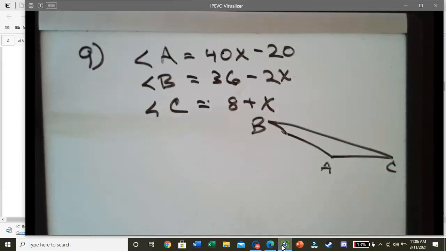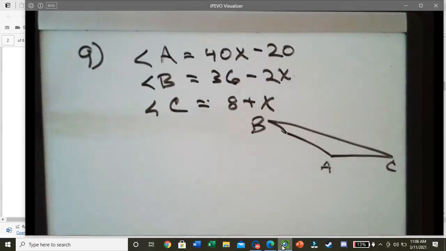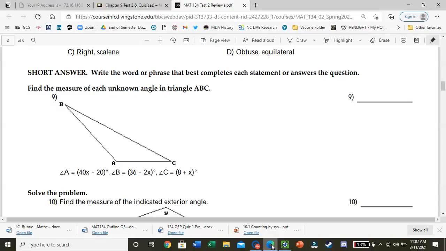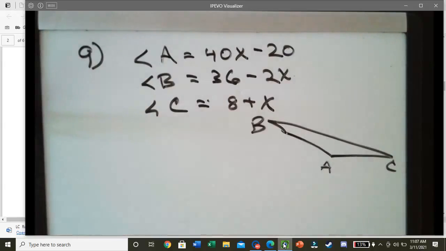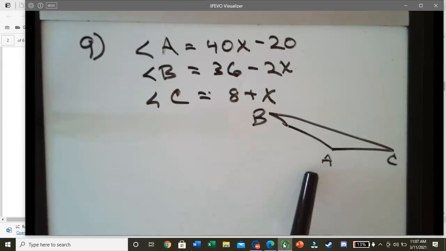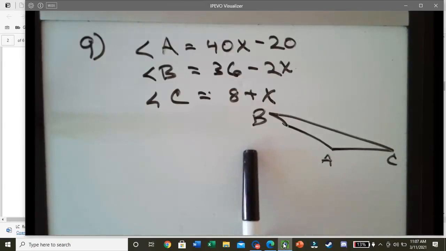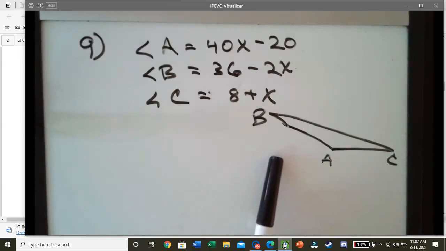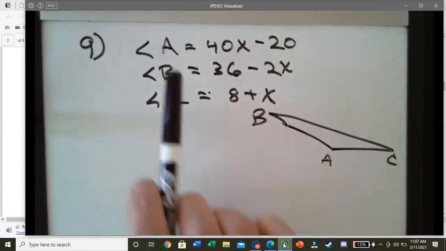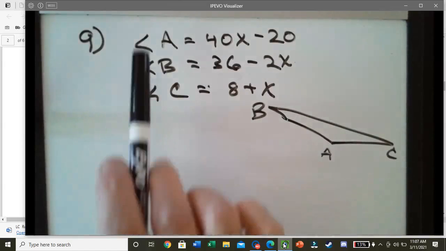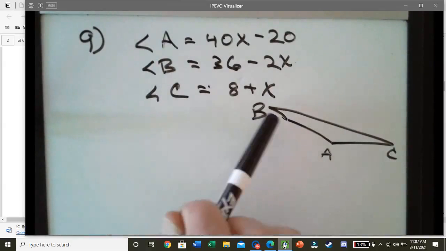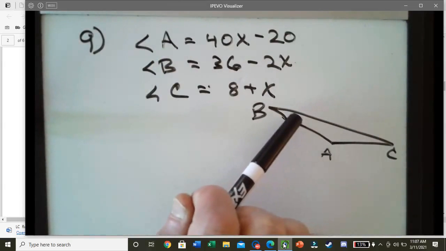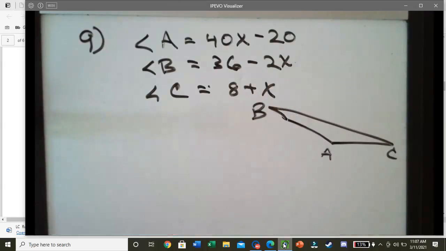So they give you the angles, right? And the problem asks to find the measure of each unknown angle. Okay, sometimes they only ask for one. This one asks for all of them. So we kind of went over this briefly at the end of the last class, but we're going to go in more detail. So what relationship do we have with these three angles in a triangle? Yeah, they all add up to 180, right?